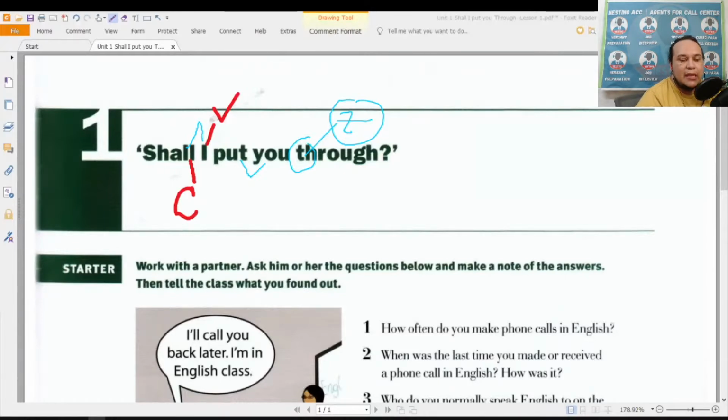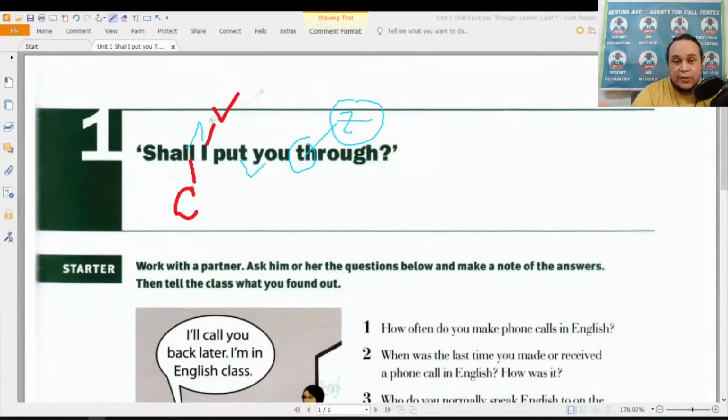What does it mean? It means that whenever you call somebody and you want to get in contact with that person, and suddenly that person is in another office or in another department, you say to the person, can I transfer you? But shall I put you through? It will be something more formal, especially in a conversation environment for call centers.